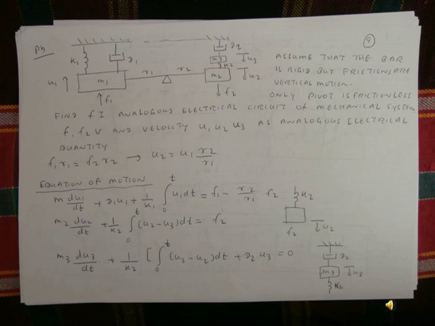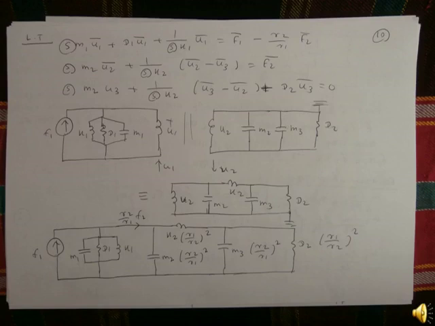So these three equations are written in the time domain, so we have to change to the frequency domain by taking the Laplace transform. S M1 U1 plus D1 U1 plus 1 divided by S K1 U1 equals F1 minus R2 by R1 F2. S M2 U2 plus 1 divided by S K2 multiplied by U2 minus U3 equals F2. S M3 U3 plus 1 divided by S K2 times U3 minus U2 plus D2 U3 equals 0.